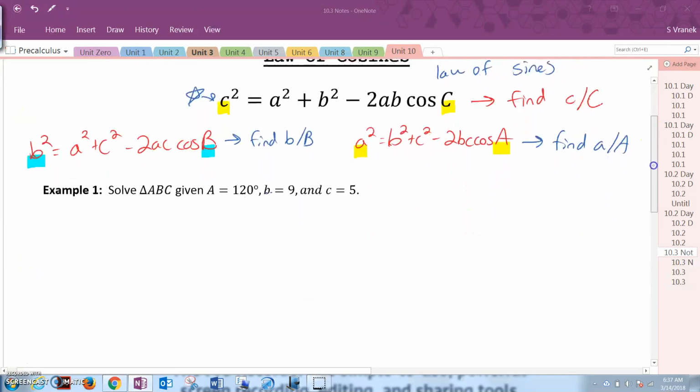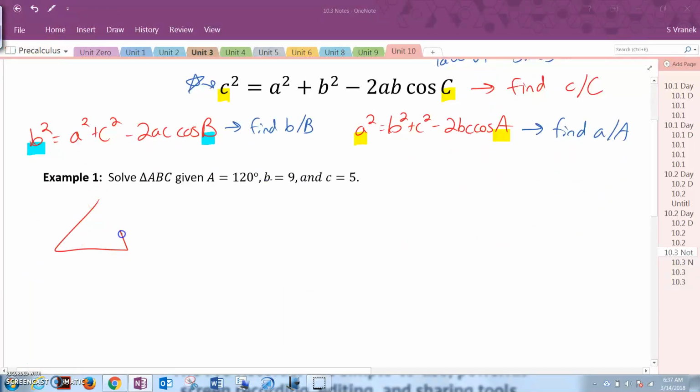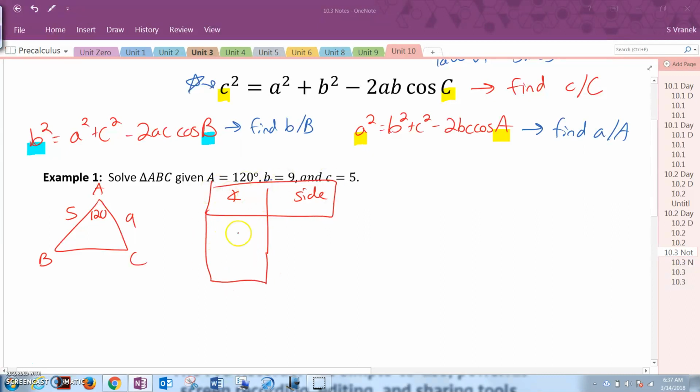So let's look at this problem right here. I have a triangle ABC, where A is 120, B is 9, C is 5. So if I look at my chart, which I probably should have pre-drawn, I have angle A is 120, side B is 9, and side C is 5.